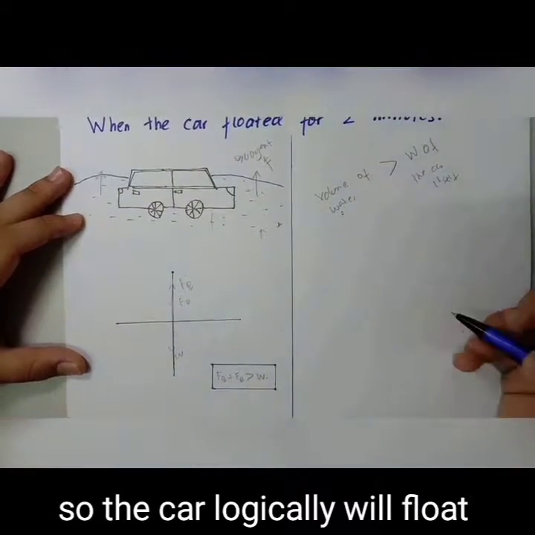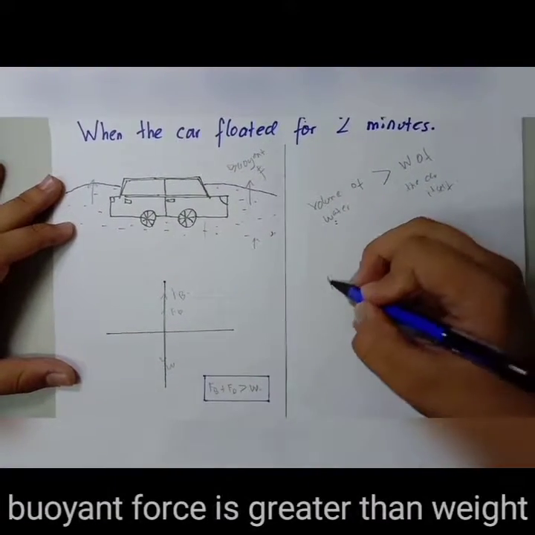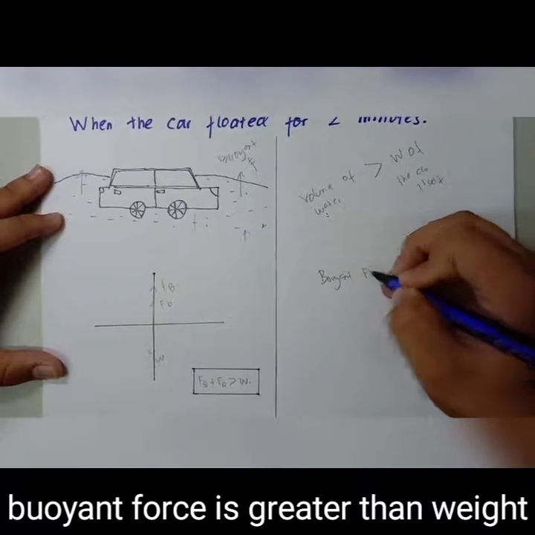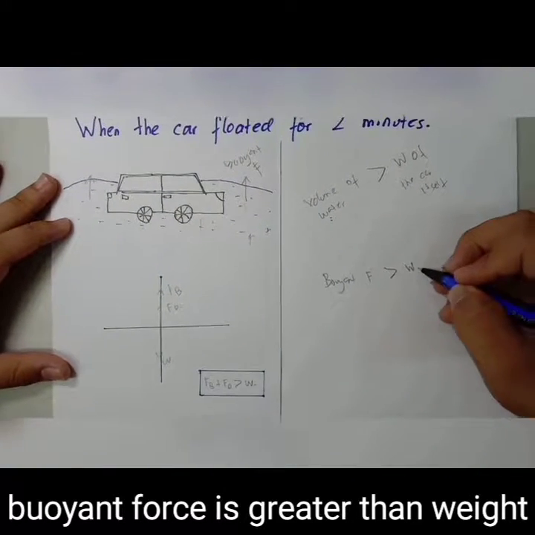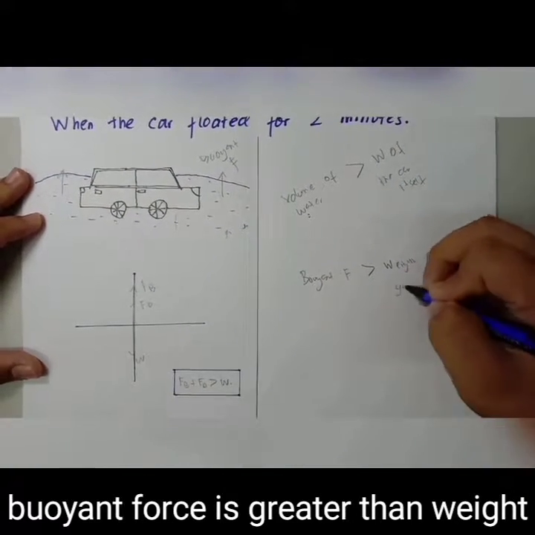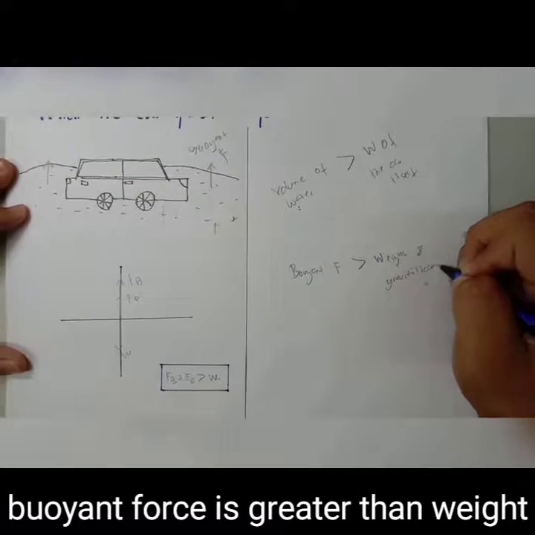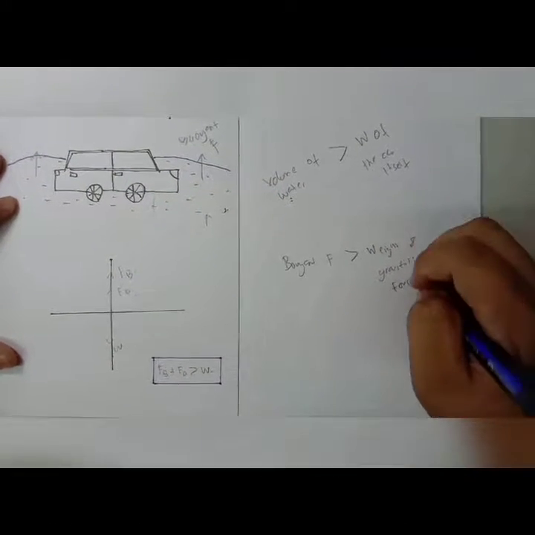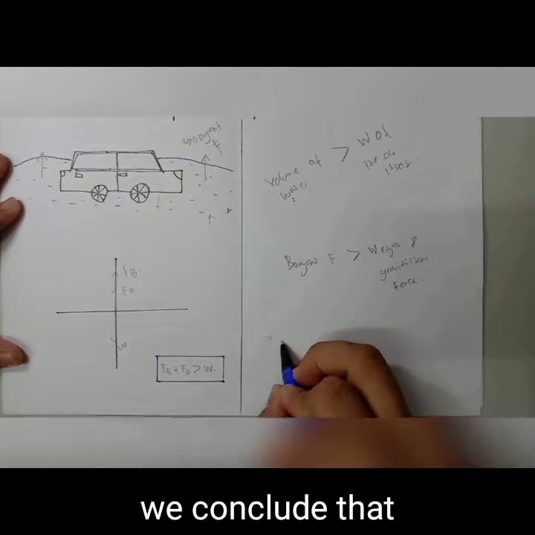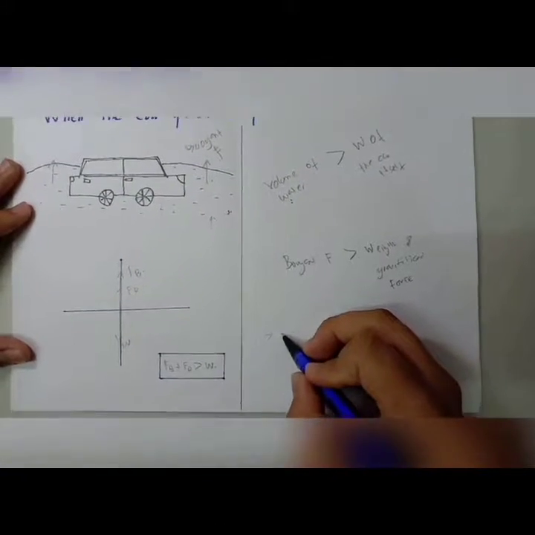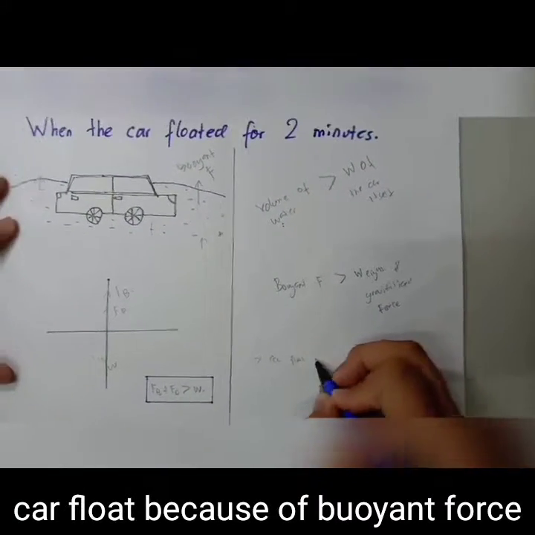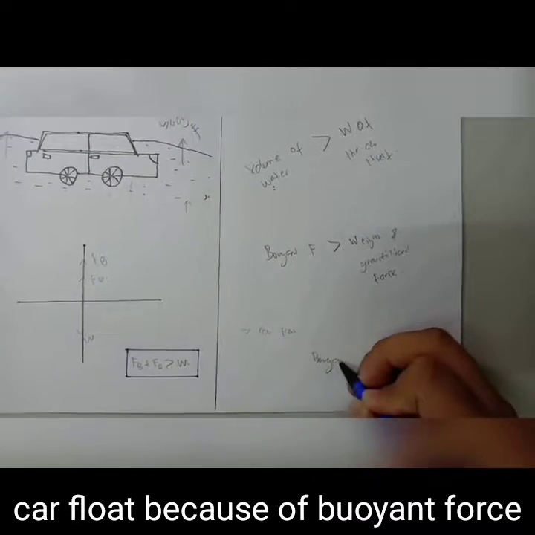So the car logically will float for 2 minutes because the buoyant force is still greater than the weight and the gravitational force. From this we conclude that the car can float for 2 minutes because of the existence of the buoyant force.